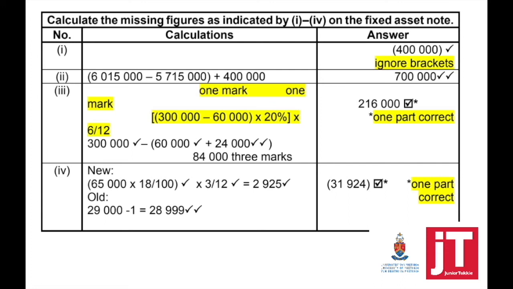Please take note, you have to show your calculations. If your final answer is correct, it means that you get full marks. We mark the answer first. And if your answer is wrong, then we go and look at your calculations. So for you to earn part marks or to earn any marks, always make sure that you show your calculations.